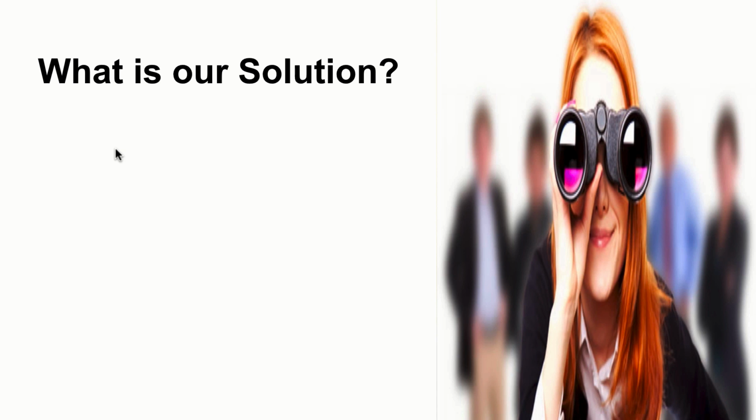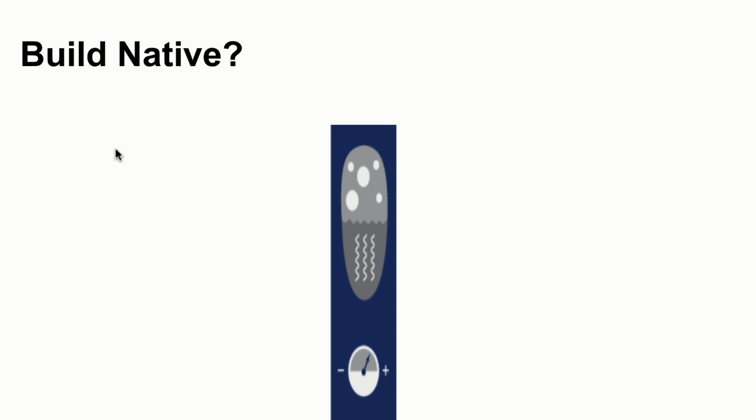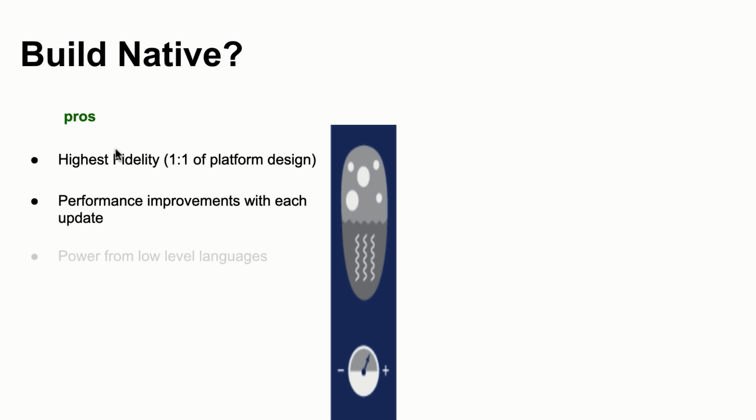What is our solution? Building native apps for Android and iOS by using native languages such as Kotlin, Java and Swift, or web technology such as HTML, CSS and JavaScript to build your Android and iOS mobile app. Building native apps has some pros. Highest fidelity by continuing loyalty and support from Google and Apple. Performance improvement with each update. Native apps get more power from low-level languages like C.